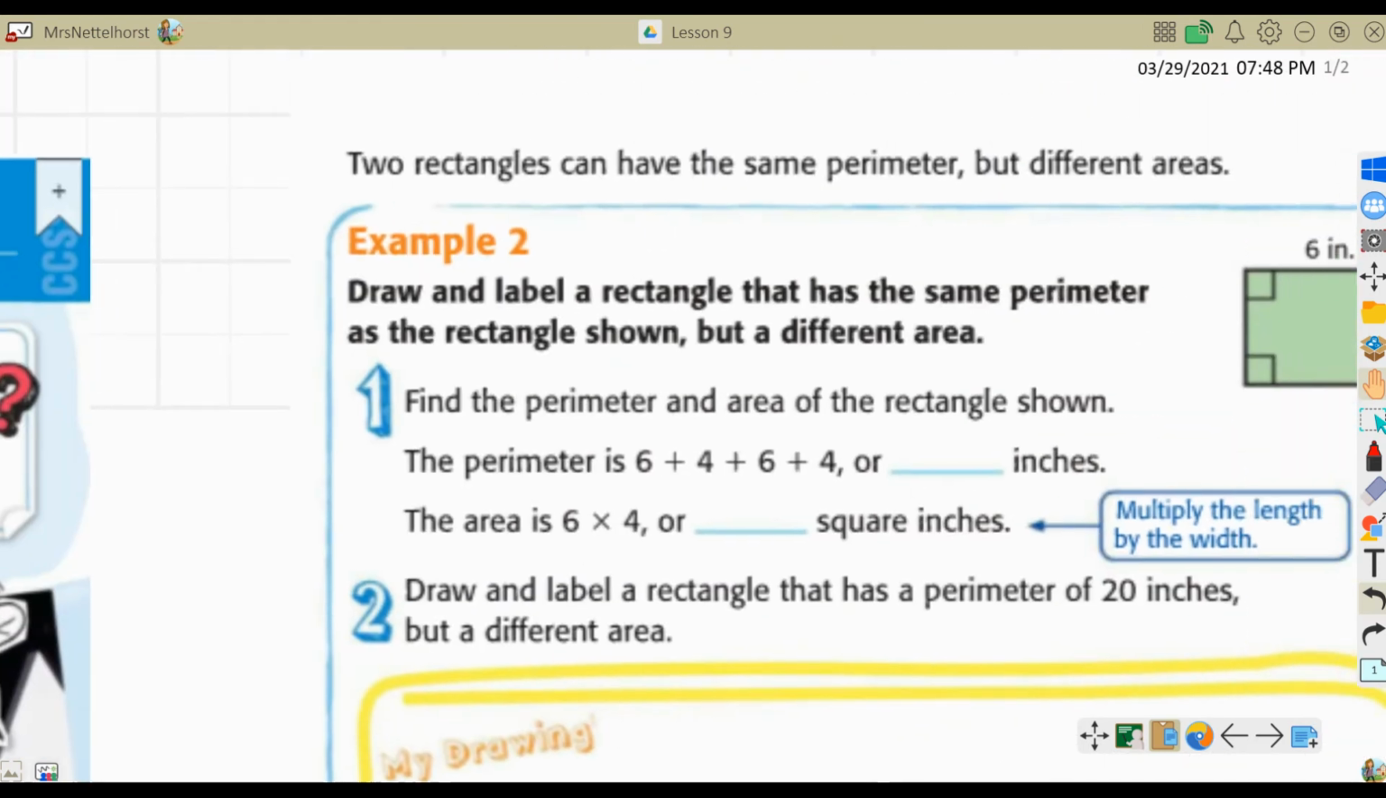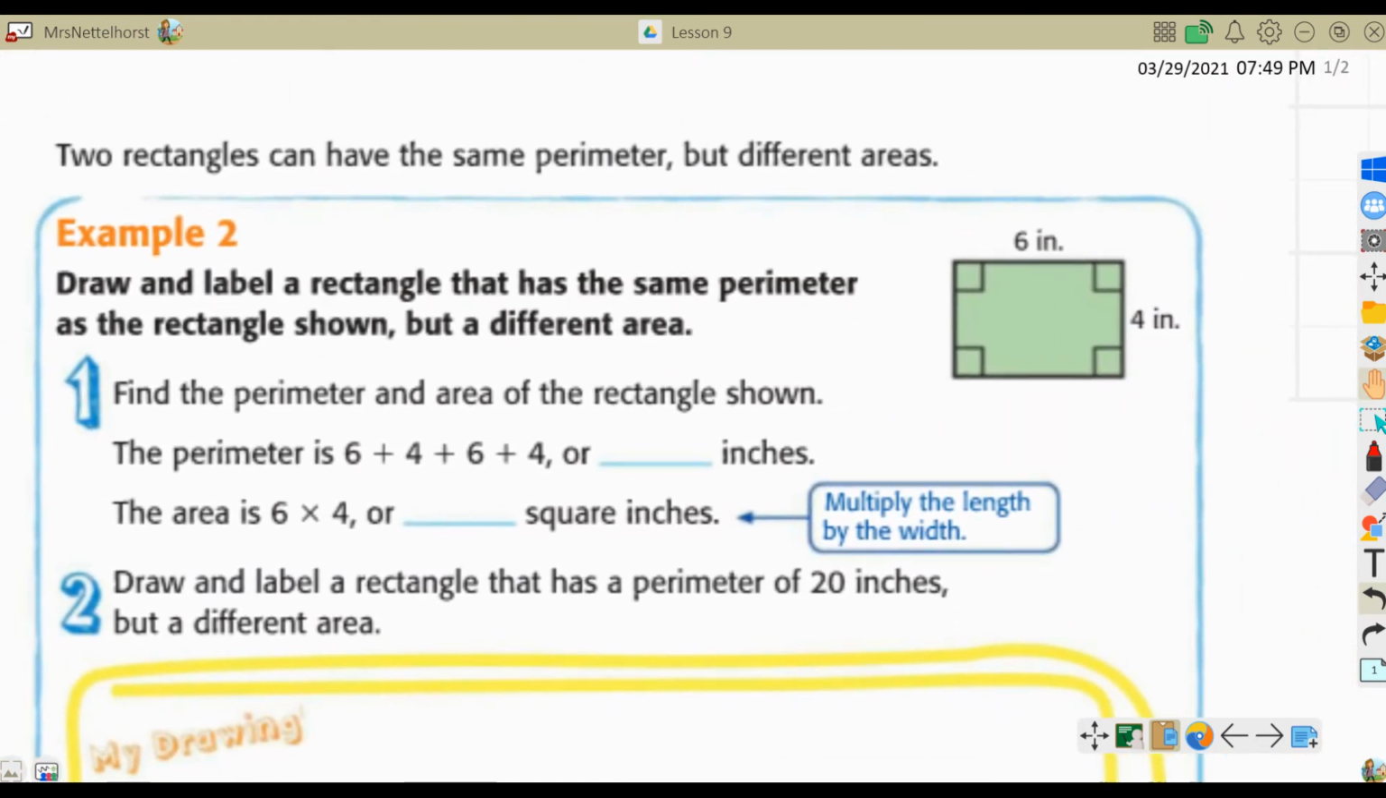And let's look at a situation where 2 rectangles have the same perimeter, but different areas. So we're going to draw and label a rectangle that has the same perimeter as the rectangle shown, but a different area. So look at number 1. Find the perimeter and the area of the rectangle shown. So again, we're going to look at the perimeter.